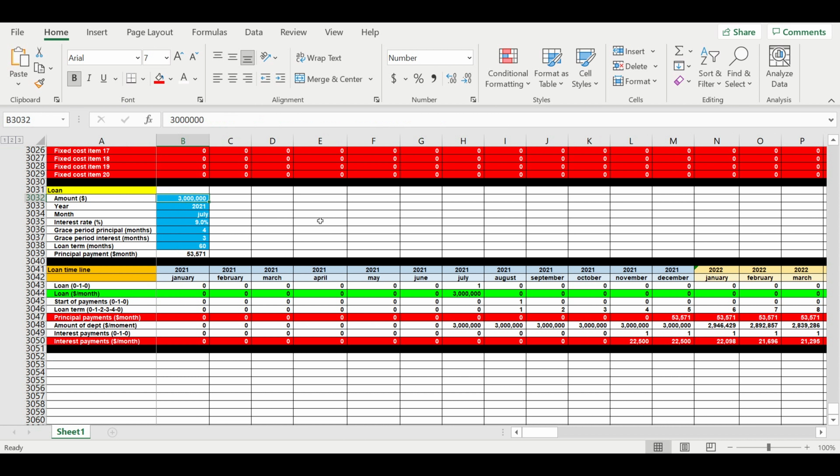So, for example, if we decrease the amount of loan, if we have, for example, no grace periods for interest and principal payments, we will see how the payment displays to the left. Or, for example, if we have some grace periods for principal payments and interest payments, we also see how the data is changing.